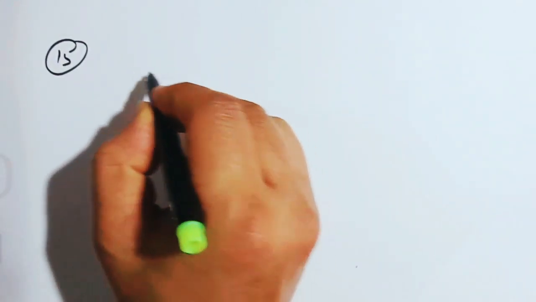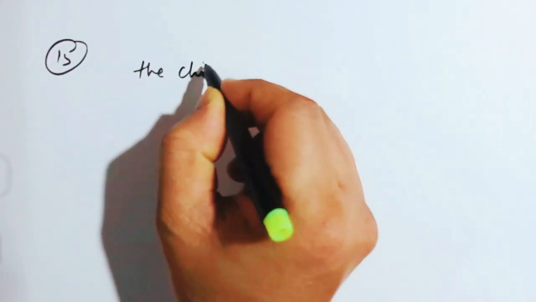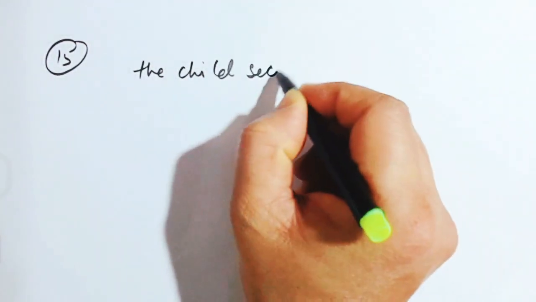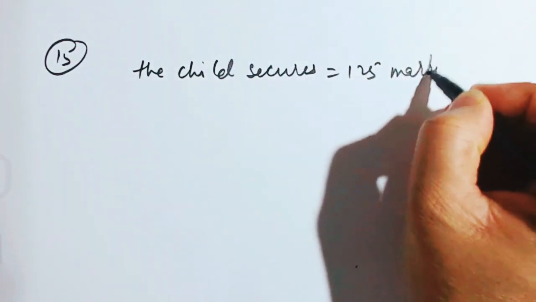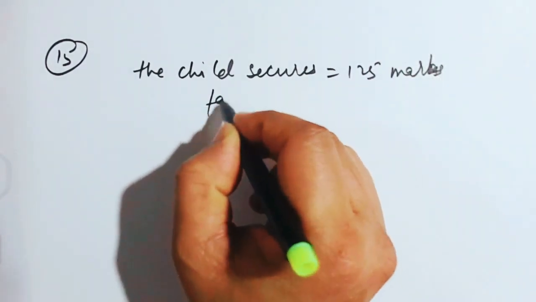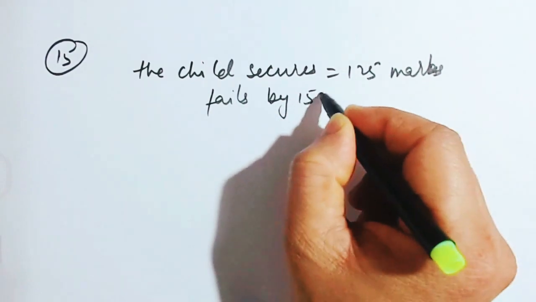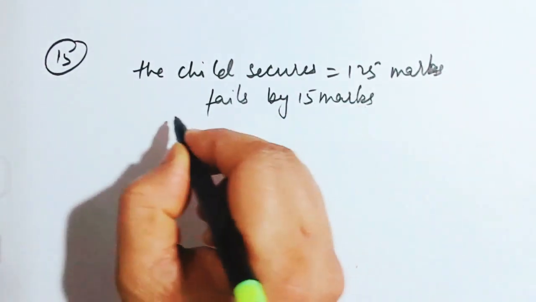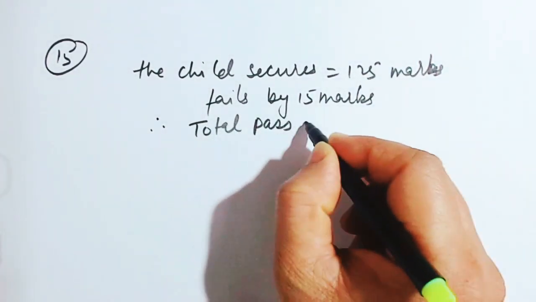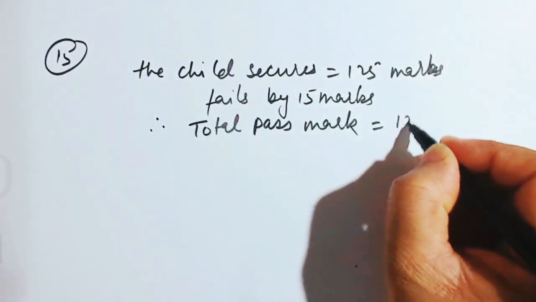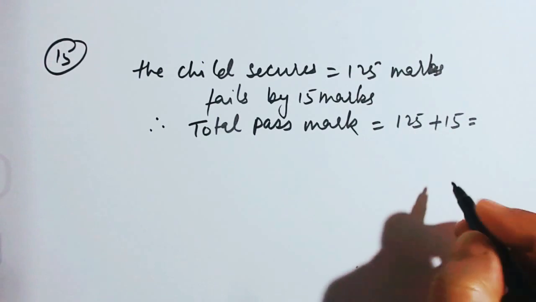Therefore, in order to make you understand in a much better way, why not go for it? In an examination, a child secures 125 marks. And they say that he fails by 15 marks, this poor child. This means the total pass mark was 125 plus 15, which is equal to how much?